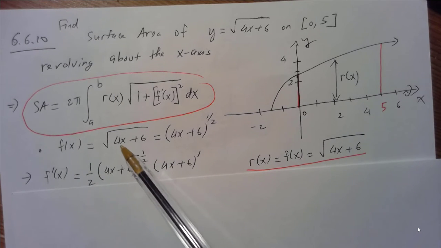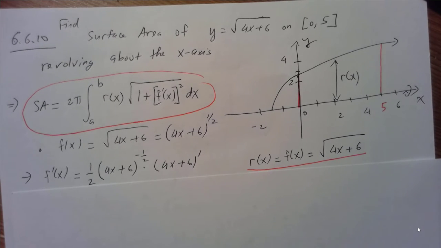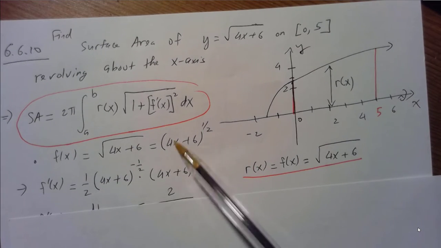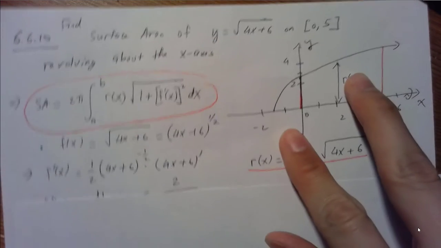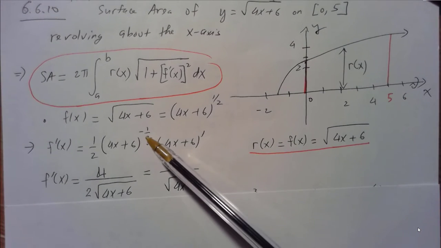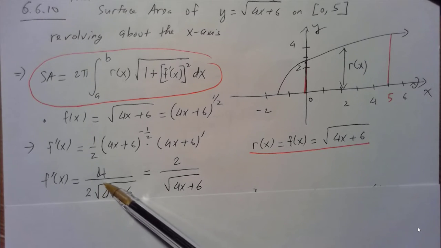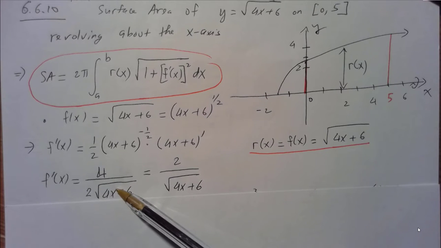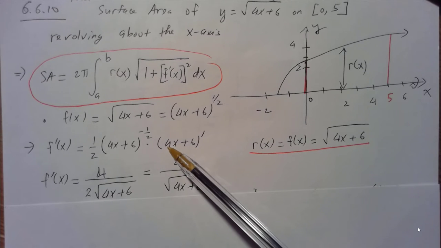So f of x is given as the square root of 4x plus 6, and the square root means the power of 1/2. Then I can take the derivative f prime: bring down 1/2, subtract 1 from that, that becomes minus 1/2, and we apply the chain rule, which is the derivative of 4x plus 6. This is a negative power, so I can bring it to the bottom, and that becomes the positive 1/2 or the square root again. When I take the derivative of 4x plus 6, I get only 4.